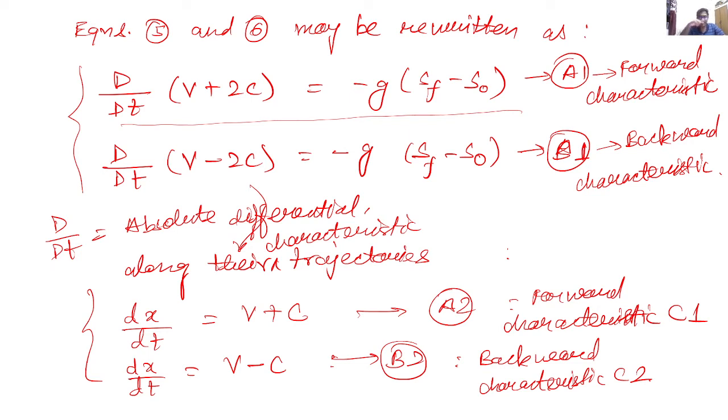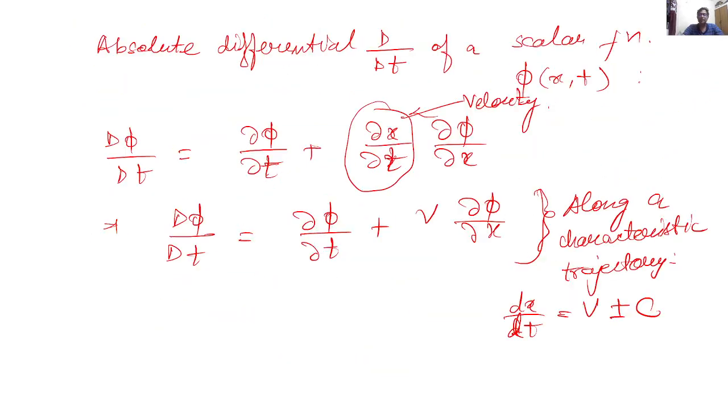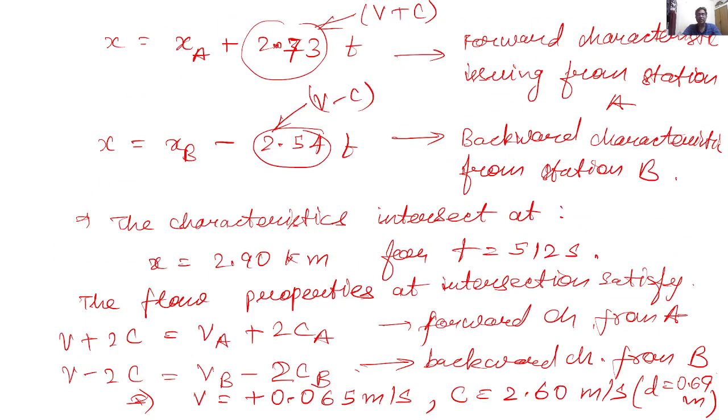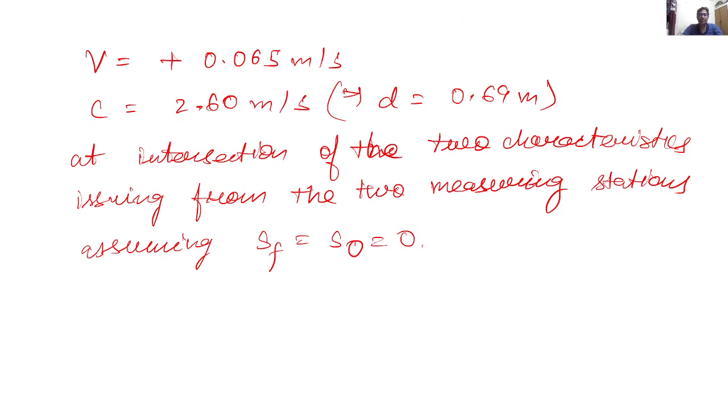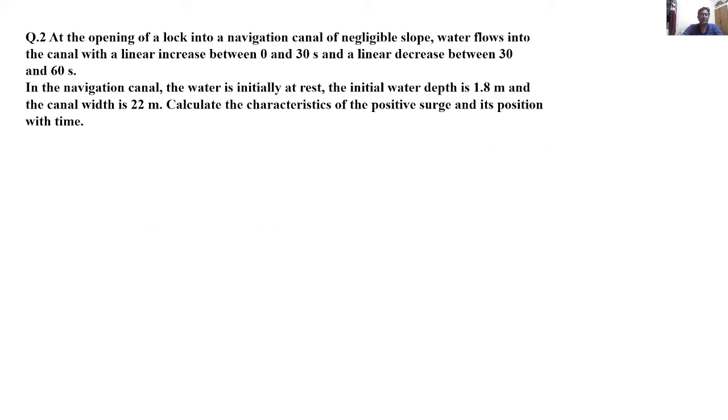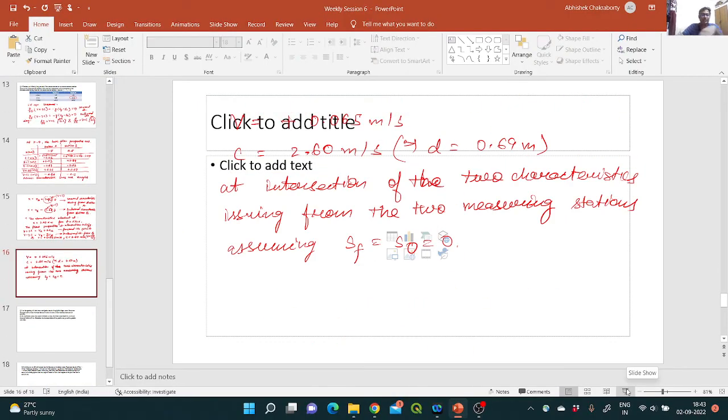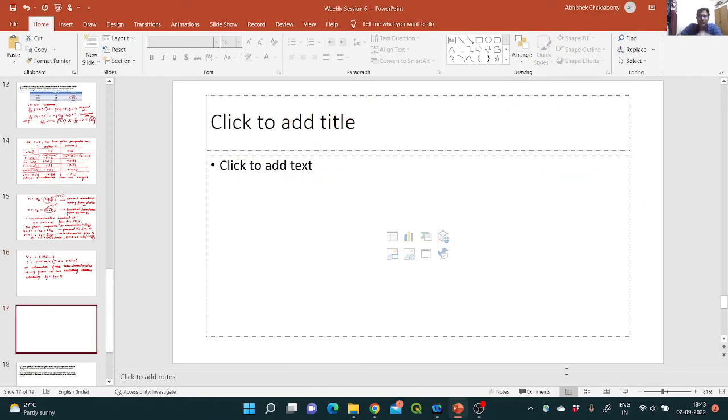Now let us take the four distinct features of the method of characteristic equations, and let us try to plot them. So how would the plots look like? Before jumping into the question which was asked in assignment number 4, we will try to understand something else, the patterns of the characteristics.